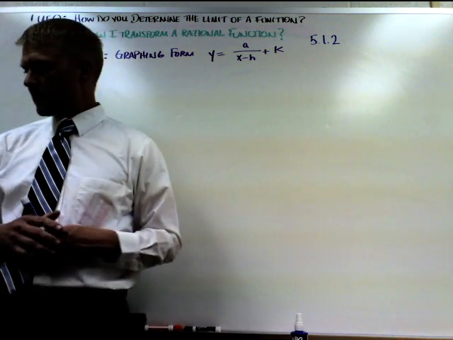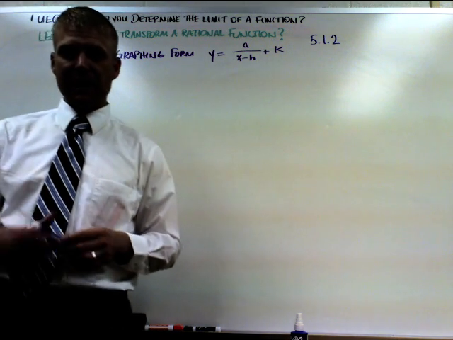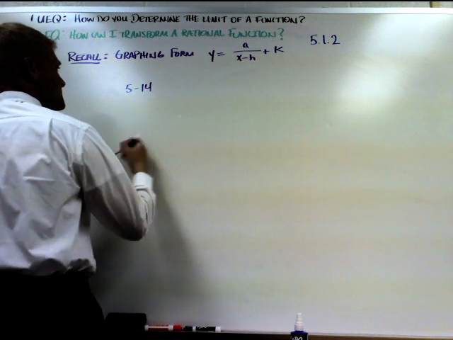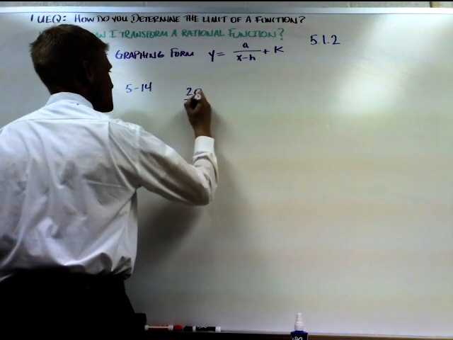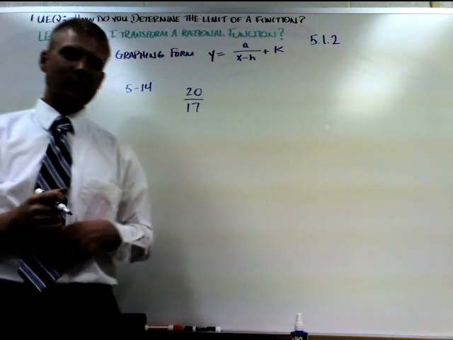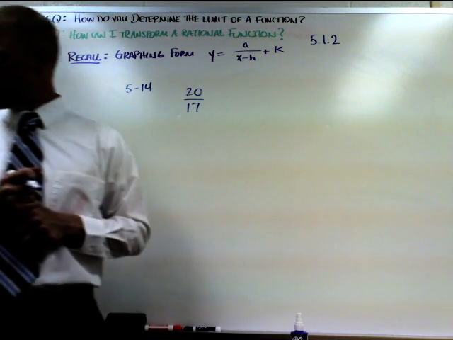Alright, so we're going to start with problem 5-14. In problem 5-14, they're asking us to take the number 20/17 and rewrite it as a mixed fraction. This is sort of like the 5th grade version of what we're going to do today. Okay, so 20/17 is a mixed number.